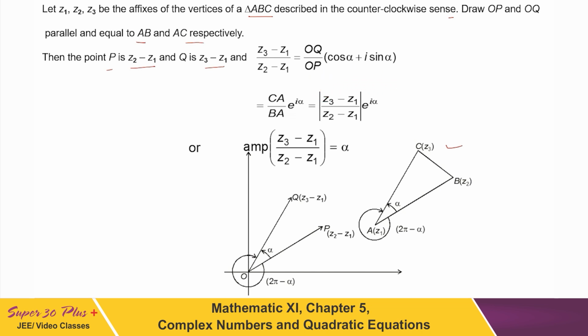And you can write this as CA upon BA e to the power iota alpha, and it is equal to mod of (Z3 minus Z1) upon (Z2 minus Z1) into e to the power iota alpha. The angle between the two lines OQ and OP is alpha. We can write it like this: amp of (Z3 minus Z1) upon (Z2 minus Z1) is equal to alpha.